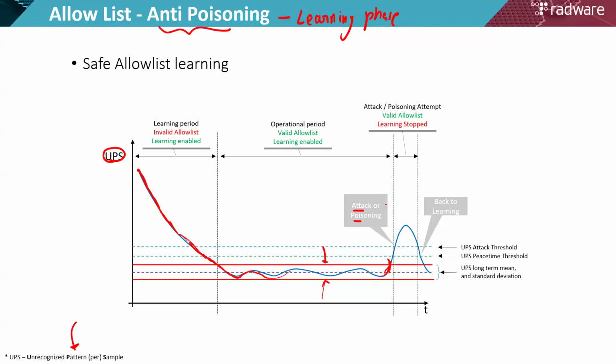So whenever an attack is detected and it crosses this threshold, we stop the learning, similar to what we saw in the BDOS engine as well. Whenever an attack is detected, the learning is stopped. So whenever the number of unrecognized pattern samples increases and crosses the threshold, we stop the learning here, and only once it gets below this, we start learning again. In this part we will not be learning anything, and this is known as anti-poisoning. We do not want the system to learn illegitimate requests.